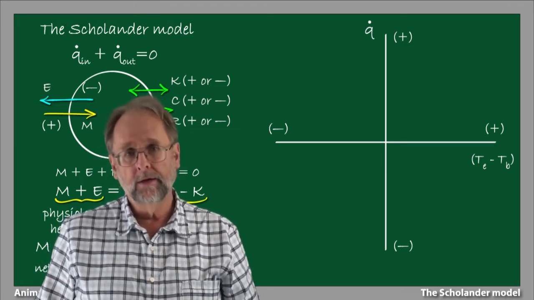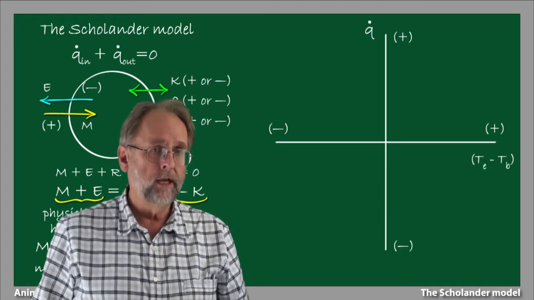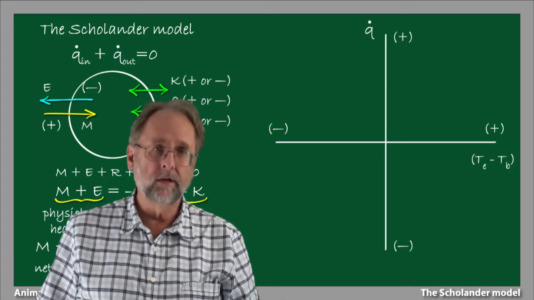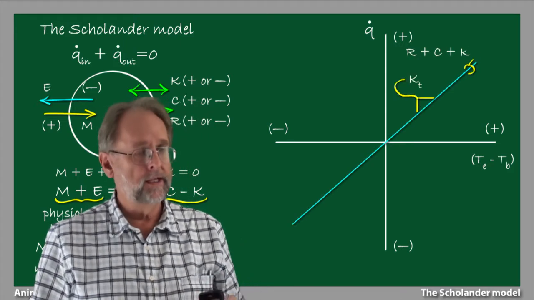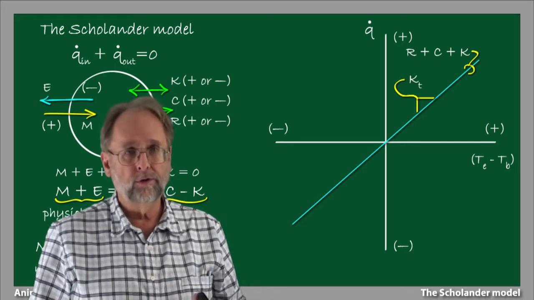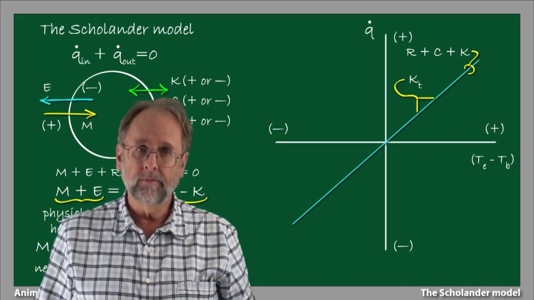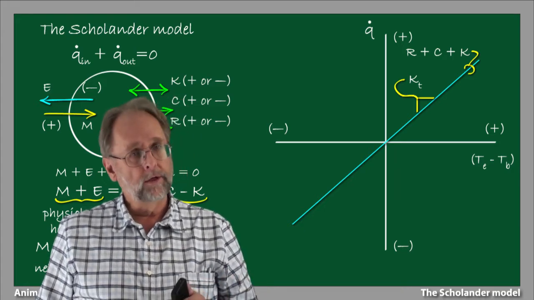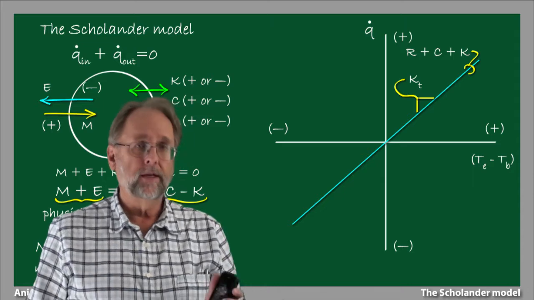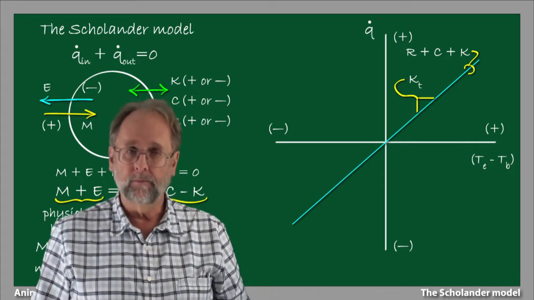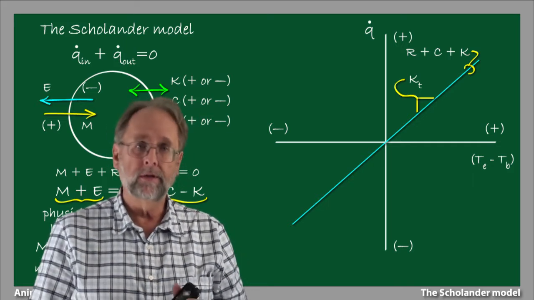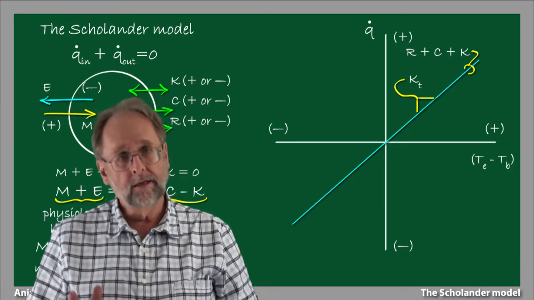If we plot the magnitude of the physical heat fluxes, namely the sum of the radiation, convection, and conduction heat fluxes, we'll get a curve that looks like this, namely a straight line with a slope equal to the total thermal conductance, K sub T. In the upper right quadrant, where the environment is warmer than the body, heat fluxes are positive, that is, they are directed into the body. In the lower left quadrant, where body temperatures are warmer than the environment, heat fluxes are negative, that is, they're leaving the body.